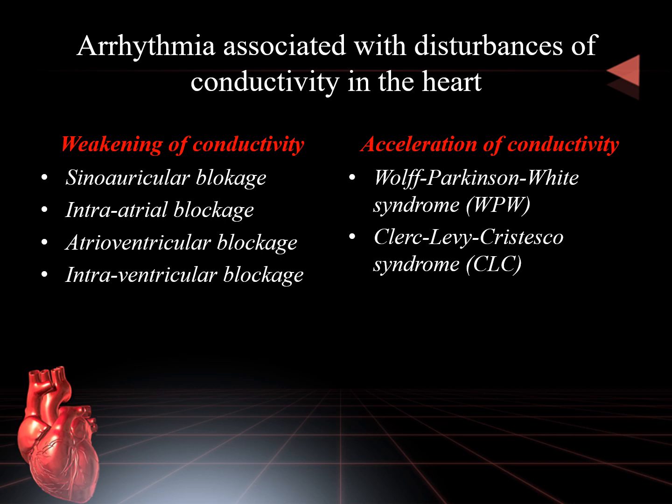All types of blockades can be partial and complete. And there are some types of arrhythmia where the conductivity of the impulses accelerates. For example, this type of arrhythmia includes WPW syndrome, Wolff-Parkinson-White syndrome, or the Clerc-Levy-Christesco syndrome.